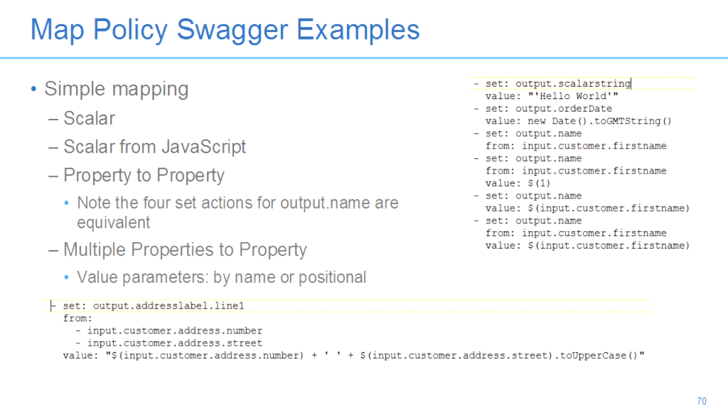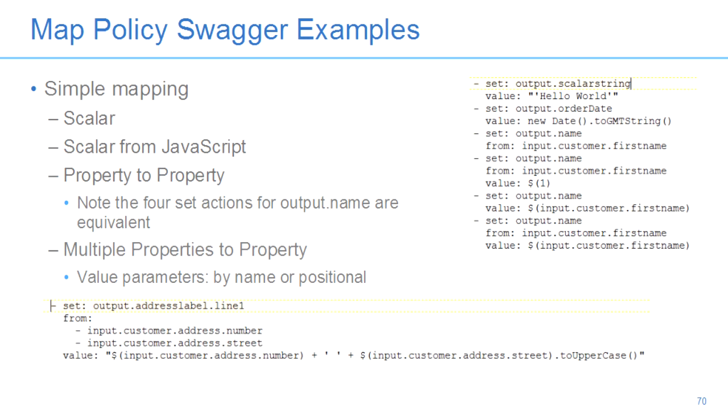You can actually use multiple properties to output to a property. So this is more in line with what I had shown earlier based on the UI mapping. So I'm going to set line 1 of my address label. It's going to come from my customer input.number and customer.address.street.